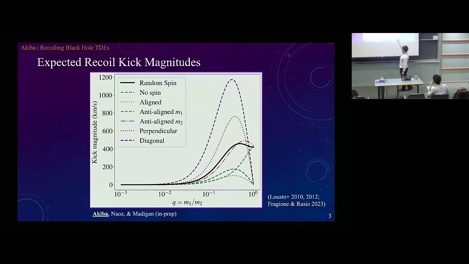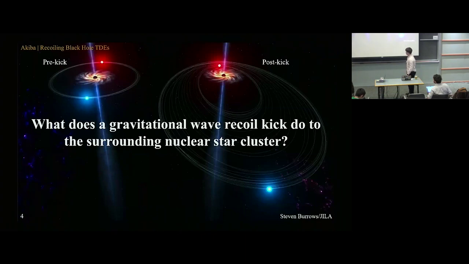In the different lines, I've assumed different spin orientations. But in particular, I want to just mention that typically we expect kick magnitudes in this hundreds of kilometers per second range. But in particular spin orientations, we actually get these super kicks of thousands of kilometers per second or more. In this case, you can have a recoil that is large enough for the supermassive black hole to be ejected out of its host galaxy and become a recoiled or rogue supermassive black hole. I'll touch on that at the very end of the talk. But for now, I want to focus on what this gravitational wave recoil kick does to the surrounding nuclear star cluster in terms of the gravitational dynamics and the stellar cluster structure.